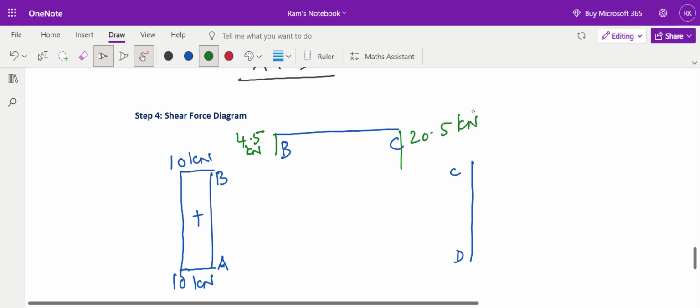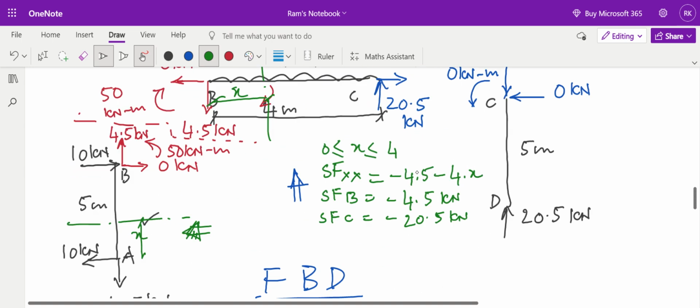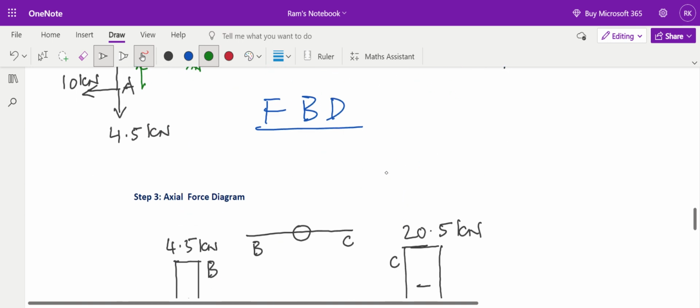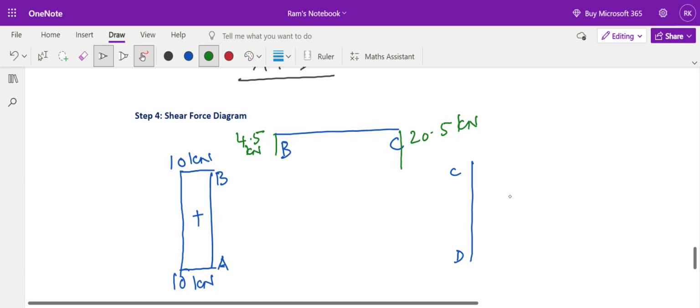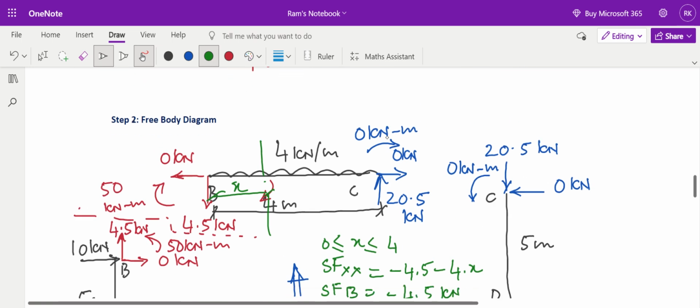Now my friends, look at this. How to connect these 2 points? Look at the equation of shear force. The equation of the shear force is minus 4.5 minus 4x. It is an equation varying with single degree of x. This means they must be connected by a straight line, because a single degree equation is the equation of a straight line. Both are negative, 4.5 kilonewton at B and 20.5 kilonewton at C, and both should be connected by a straight line.